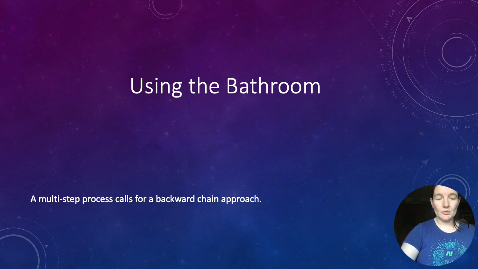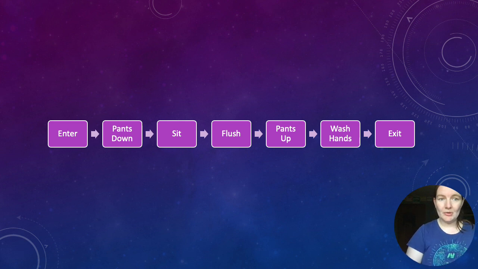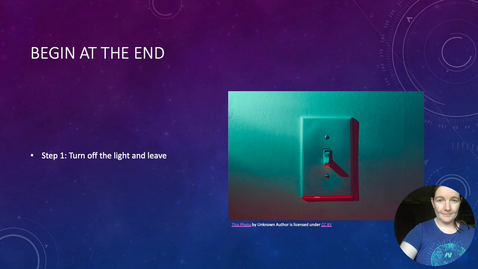So using the bathroom is a multi-step process, and because of his reluctance in going into the bathroom and his reluctance to have anyone else in the bathroom with him, I opted for a backward chain. That way he can be reinforced by getting to leave. So the typical chain for using the bathroom is to enter the bathroom and turn on the light, take your pants down, sit on the toilet, flush, pull your pants back up, wash hands, and then exit and turn off the light. So we're going to begin at the end.